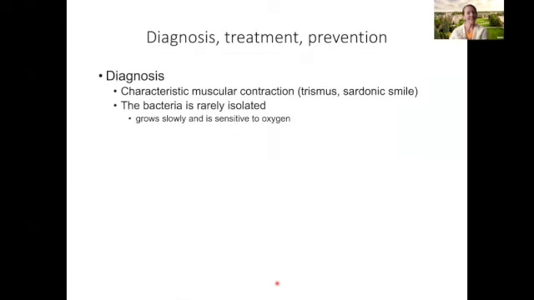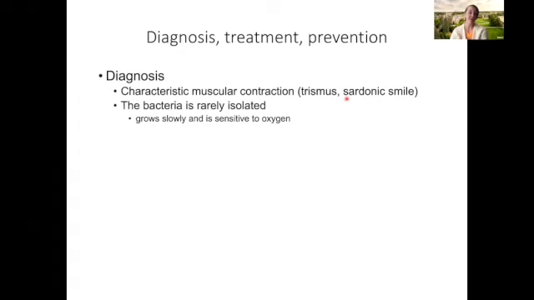We can diagnose tetanus pretty easily, particularly if a physician knows what to look for. So those characteristic muscle contractions, trismus, what's called a sardonic smile, as all of the muscles in the face contract. I want you to try it. Try contracting all the muscles in your face, and you get this very strange smile happening. So that can be a diagnostic characteristic in looking at a patient.